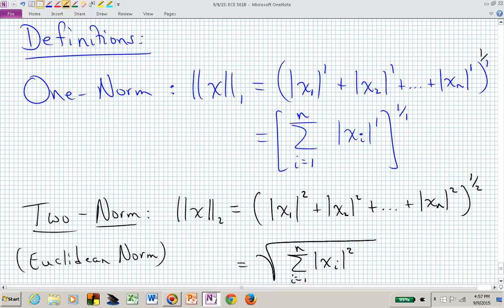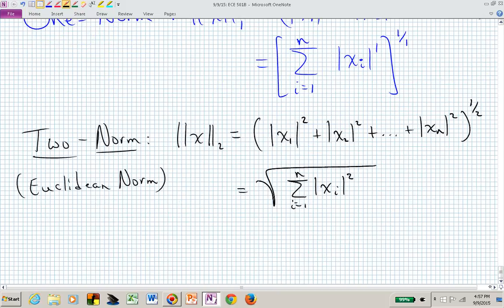Maybe you're wondering, what in the world, why are we doing all these norms? Who cares? Did that even come through? All right, so do you see that you could create the 3 norm, the 4 norm?